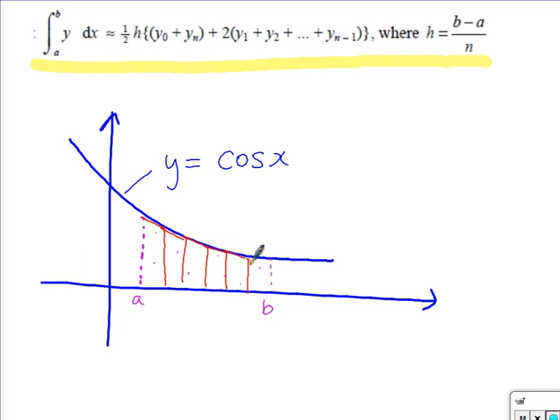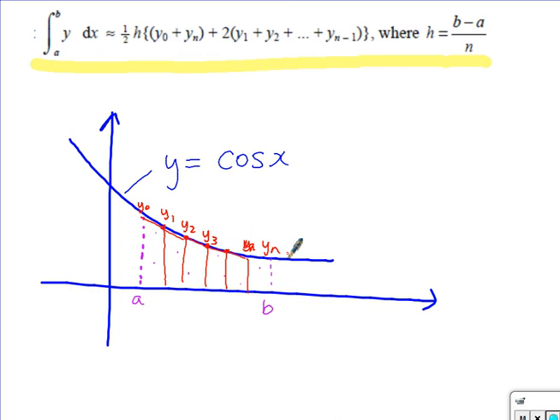So it follows, and you don't have to know this, that all of these different points are the y values that are in the formula, so y1 and y2, y3, etc. y0 is where A is, and yn is where B is. Get that in the right place.